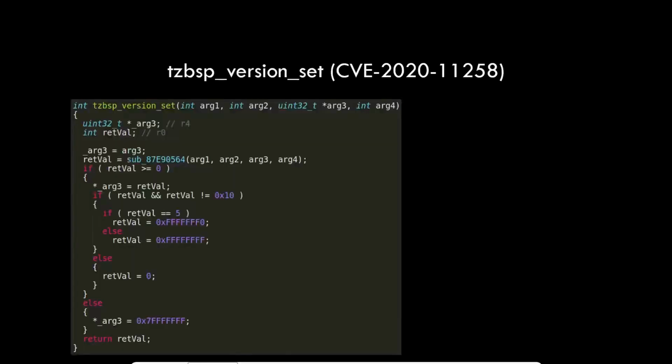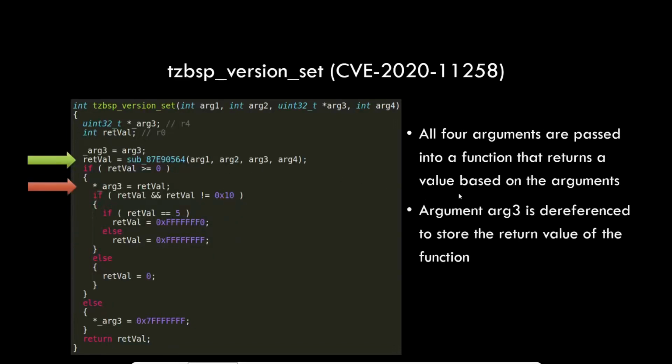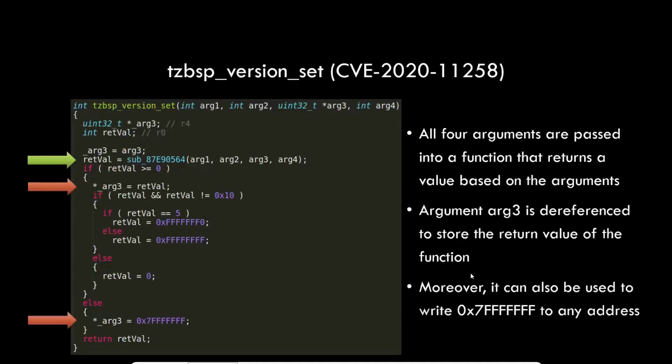Another interesting vulnerability, another different CVE. Again, all four arguments are passed into a function that returns a value based on the argument. So basically, what we are seeing instead is that arg3 is assigned the return value of this function. Again, there is no check on arg3. Long story short, you can write anywhere in memory the output value, but you can also write anywhere in memory, depending on how you pass the arguments. You can also write 0x7fffff.